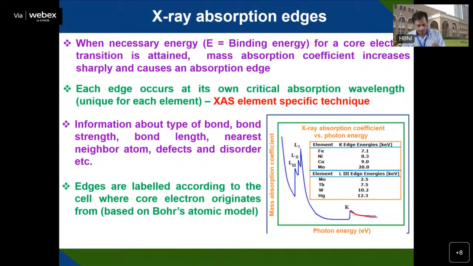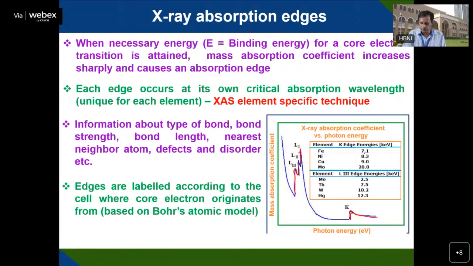Like in X-ray, where you have a particular wavelength, here also each absorption, that is the edge you are seeing here. These edges are unique to each element. That is the basis of X-ray absorption spectroscopy. It gives information about the types of bonds, bond strength, bond length, as well as nearest neighboring atoms, defects and disorder. You can get this information.